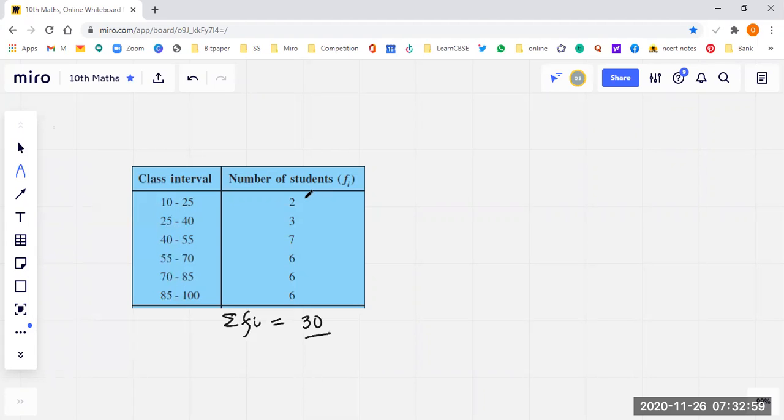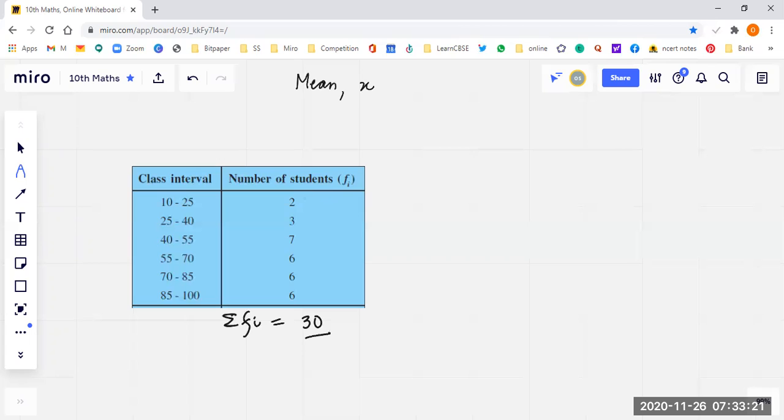In these 30 students, the interval is given, like 10 to 25 marks are obtained by 2 students. 25 to 40 marks are obtained by 3 students. Like that, 85 to 100 marks are obtained by 6 students. This seems to be a good class. So now students, we want to again find the mean of this data.